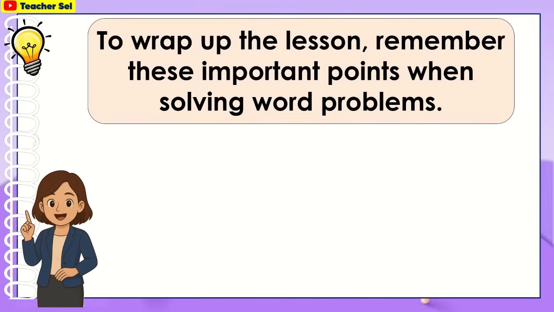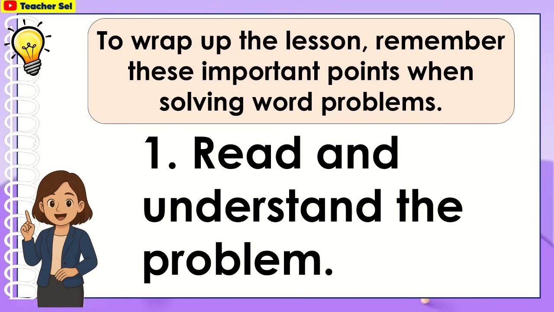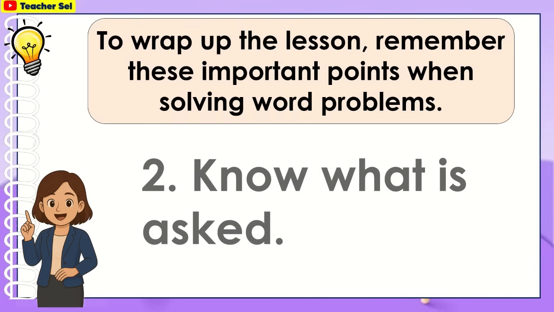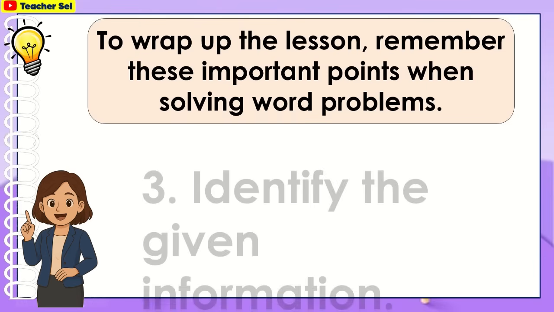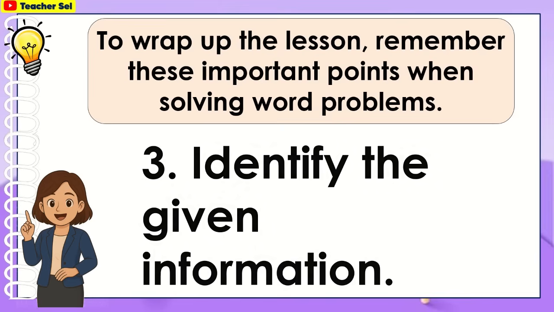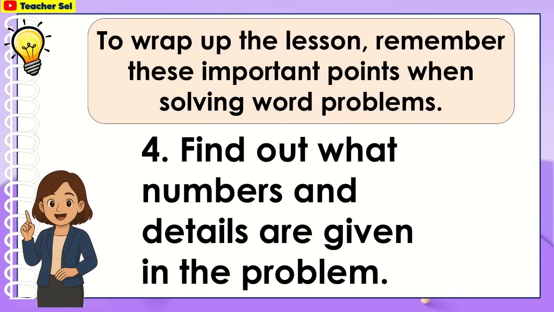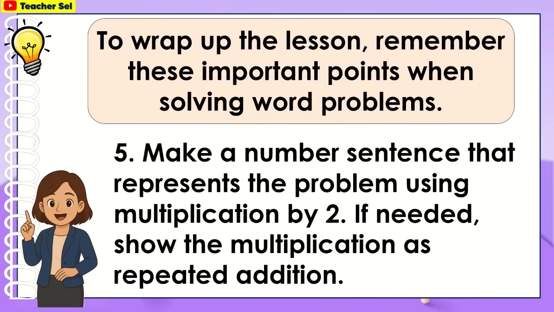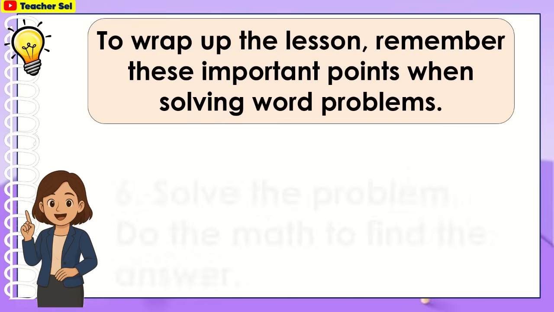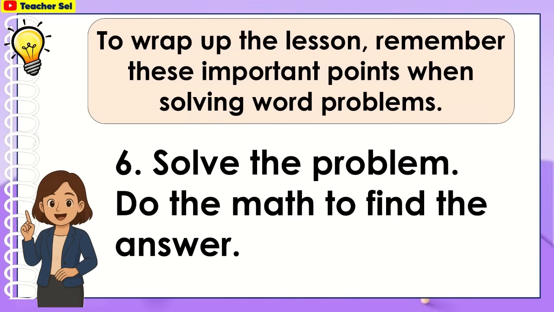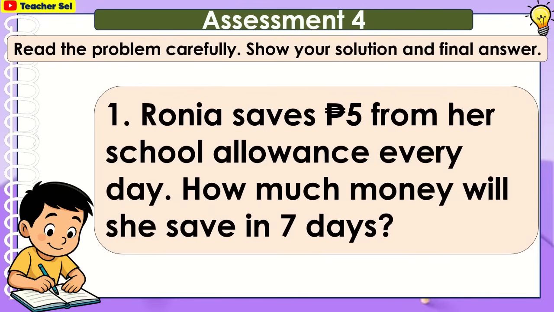To wrap up the lesson, remember these important points when solving word problems. Read and understand the problem. Know what is asked. Identify the given information. Find out what numbers and details are given in the problem. Make a number sentence that represents the problem using multiplication by 2. If needed, show the multiplication as repeated addition. Solve the problem, do the math to find the answer.